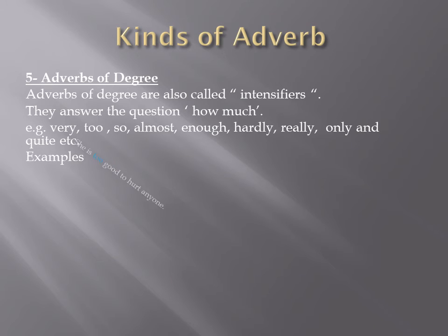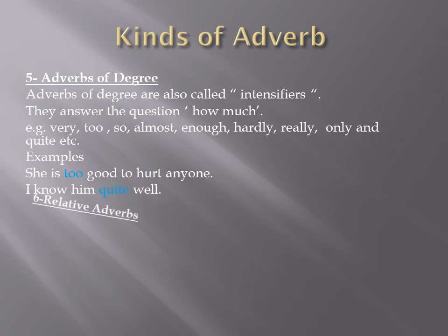Examples. She is too good to hurt anyone. In this sentence, too is an adverb of degree because it is telling us how much she can hurt others. I know him quite well. In this sentence, quite is an adverb which is telling us how much the person knows him.